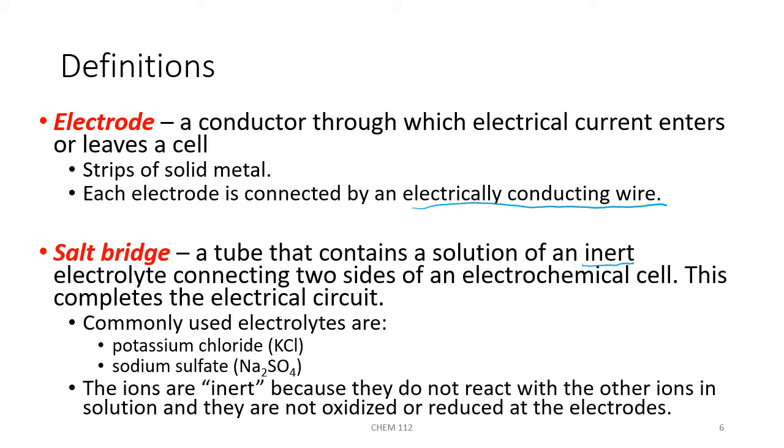Some common electrolytes that you could see in a salt bridge are potassium chloride, which in solution would break up into potassium ions and chloride anions, or maybe something like sodium sulfate, which would break up into sodium ions and sulfate polyatomic anions. But no matter what the electrolyte is inside of the salt bridge, those positive and negative charges are important, but they do not actually take place in the redox reaction. They're not oxidized or reduced. They're just there to help us complete that electrical circuit.